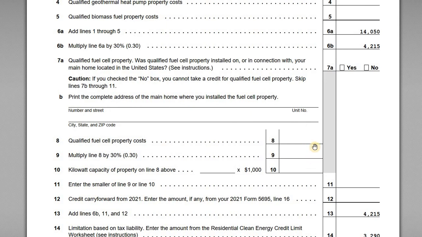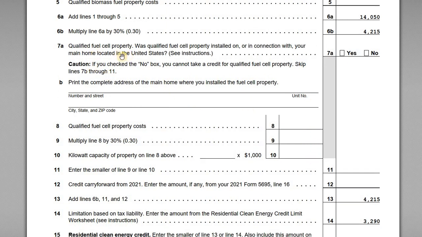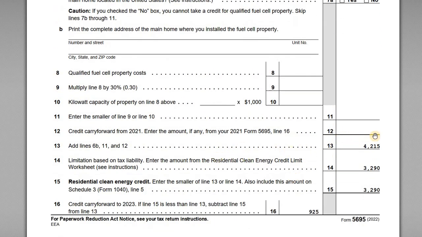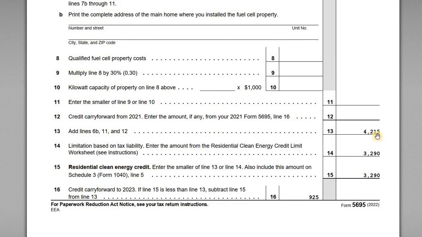Now, all these other sections we can leave blank, right? So we're not working with qualified fuel cell property, so you don't have to enter the address of the home here, because those questions are related to the fuel cell property, not what we're working with. On line 12, credit carryforward from the prior year. So John doesn't have any credit carryforward from prior years, but he will have one for this year. So on line 13, we have the full amount of credit. There's the $4,215.